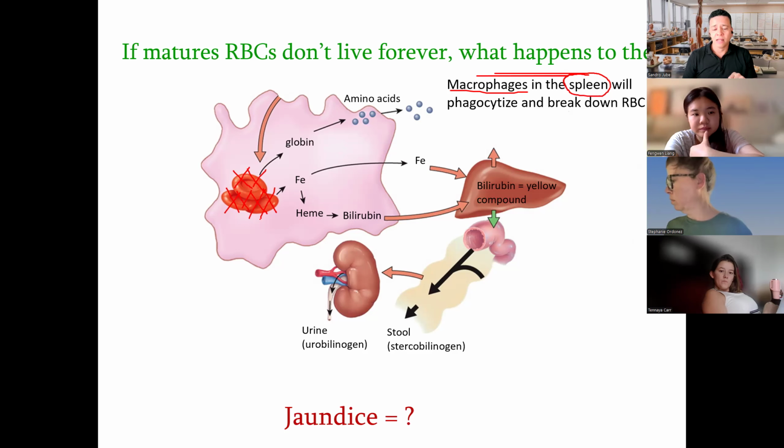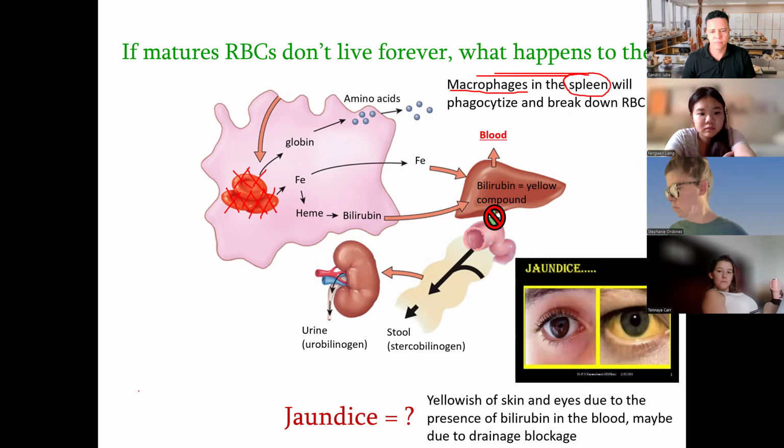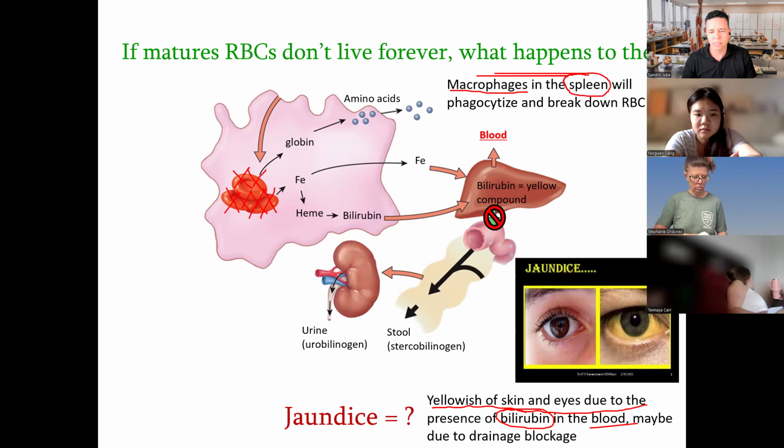Now, sometimes the liver is not working properly. The liver is malfunctioning, and instead of getting rid of the bilirubin, we're going to have accumulation of bilirubin, and now this bilirubin is going to go into the bloodstream, and that is going to cause a condition called jaundice. So what is jaundice? Jaundice is the yellowing of the skin and the eyes due to the accumulation of bilirubin in the blood because of damage to the kidneys. The kidneys are not draining the bilirubin properly.